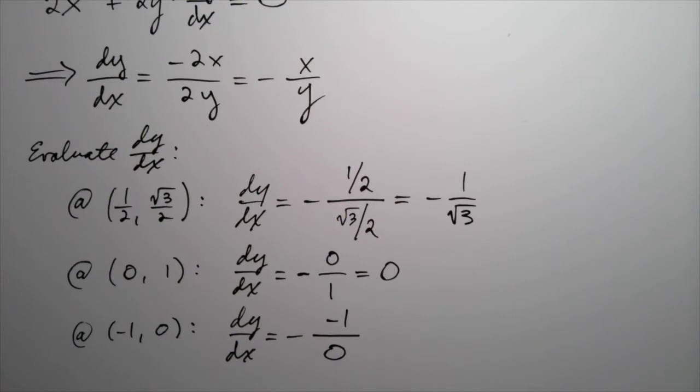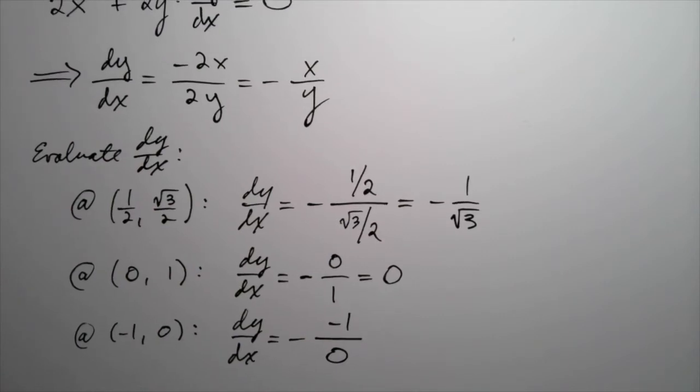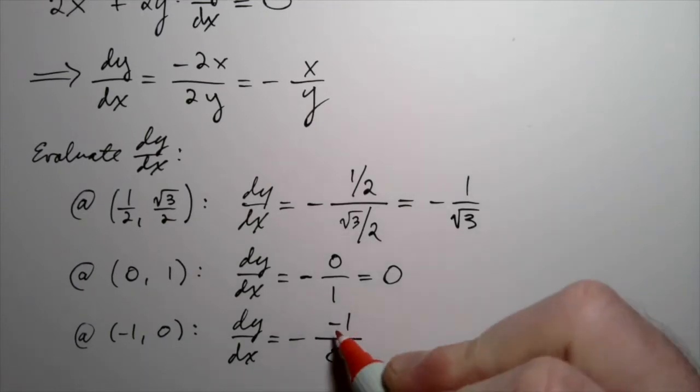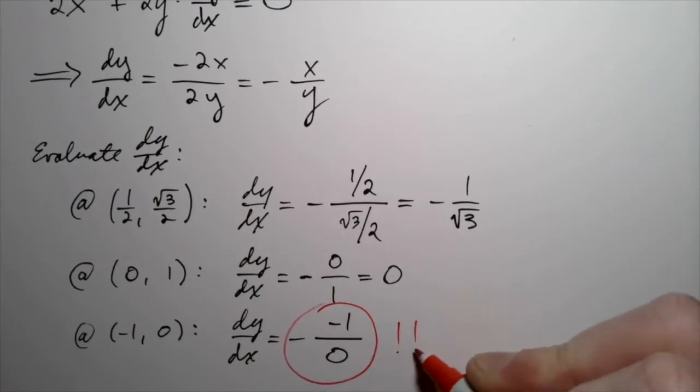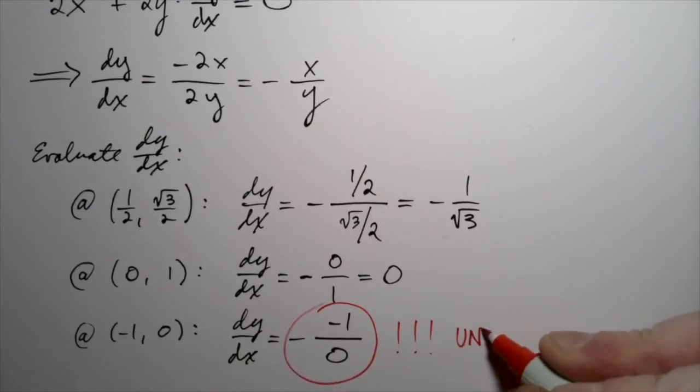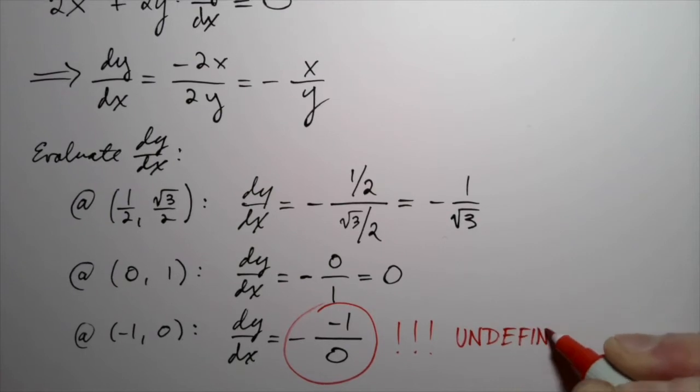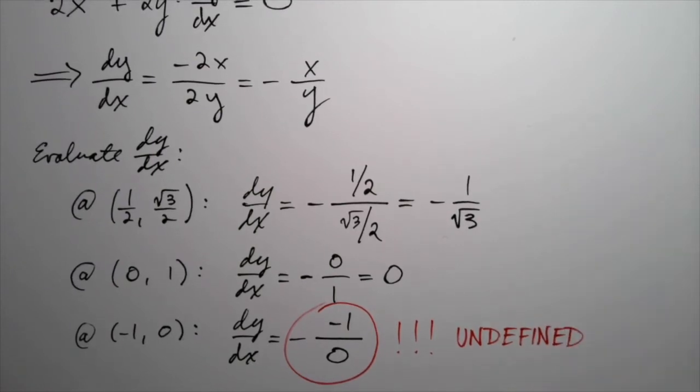Oh no. We did a bad thing. We're in trouble now. You should never do this, right? Division by 0 is bad. This is undefined. There is no well-defined slope. The derivative, strictly speaking, doesn't exist at this point, minus 1 comma 0.